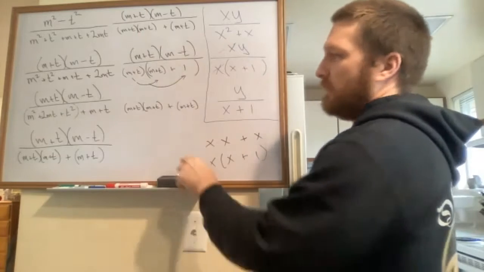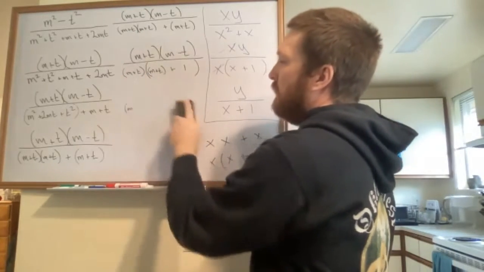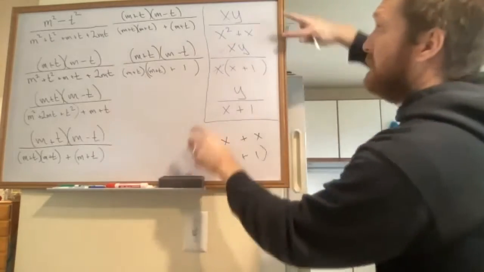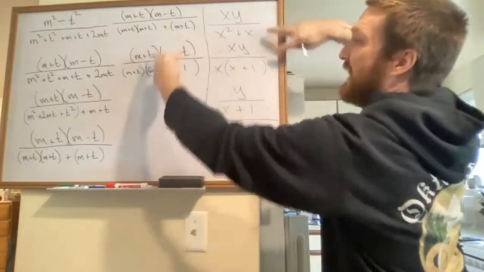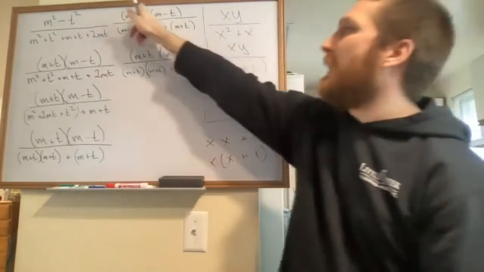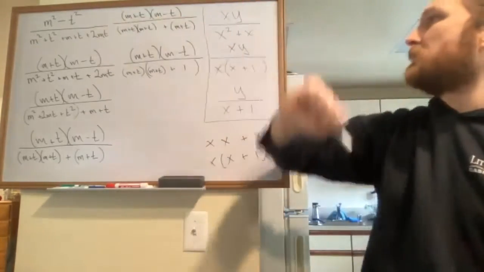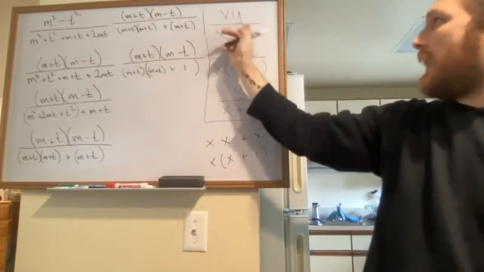So that's what we've done. That's why that works. Now, and indeed, this is the exact same thing as this, right? These guys are exactly the same. I've just said, let m plus t equal x. Let m minus t equal y.